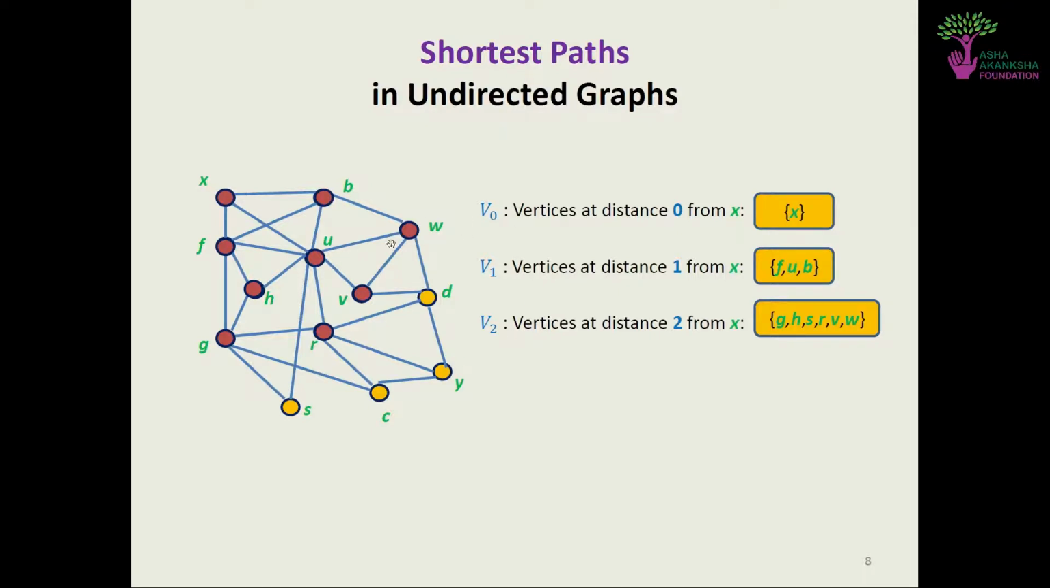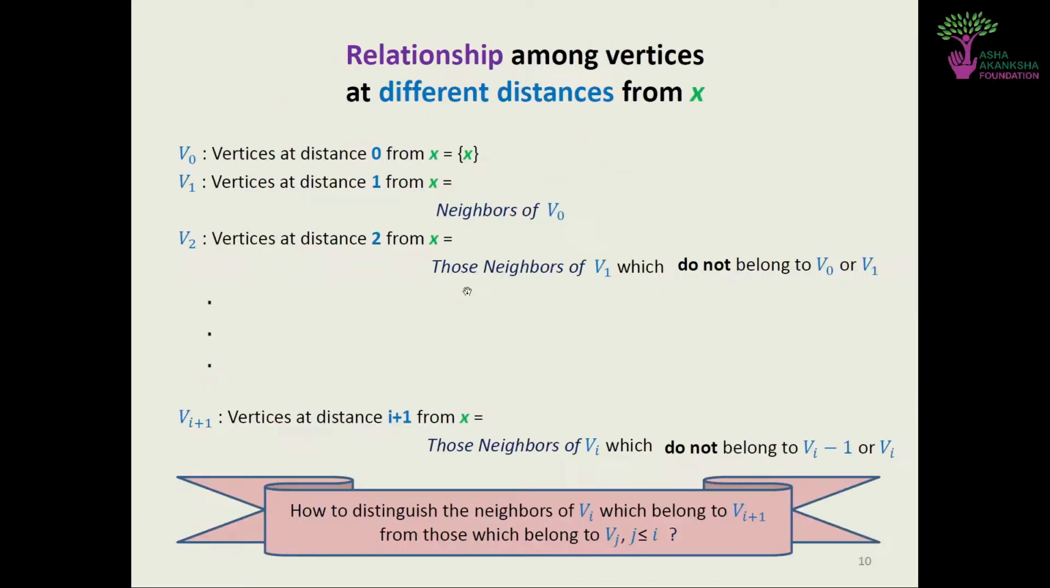So in that case, d would be whatever the distance of w was, plus 1, because of this h existing between w and d. So in this case, the distance of d from x would be 3, as it will belong to the set V3. So just in general, for set V(i+1), all the vertices which are at distance i+1 from x are the neighbors of Vi, all the neighbors of Vi which do not belong to V(i-1) or Vi.